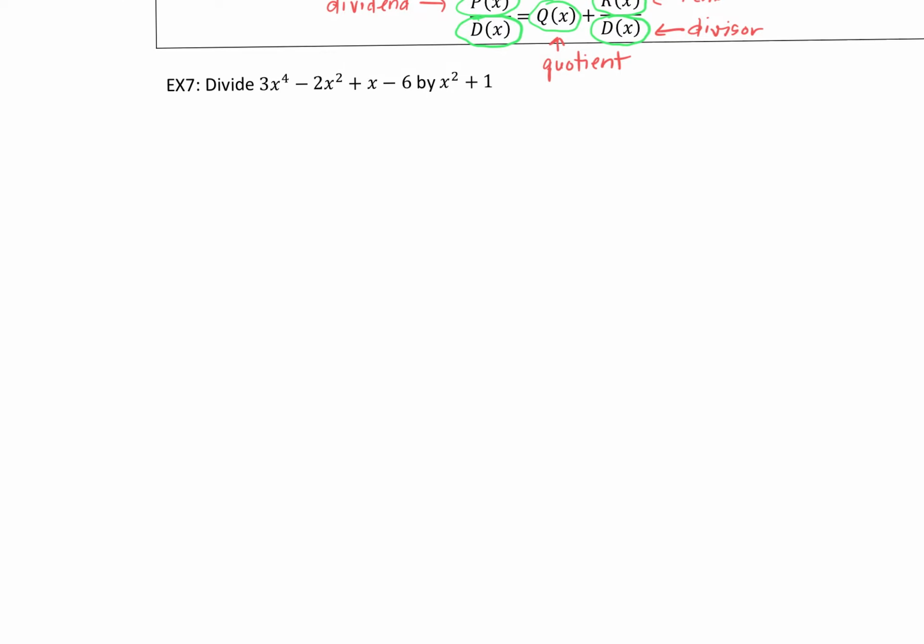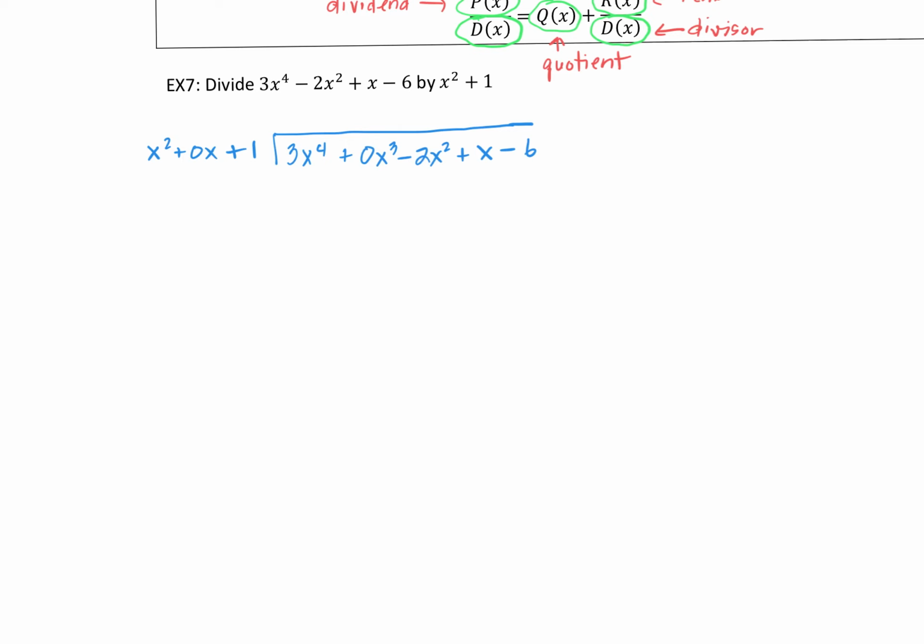When I divide by x squared plus 1, I'm missing an x term, so I'm going to put in a 0 there. So x squared plus 0x plus 1. And then I'm going to divide with the 3x to the fourth. I'm missing an x to the third, so it's going to be plus 0x to the third minus 2x squared plus x minus 6.